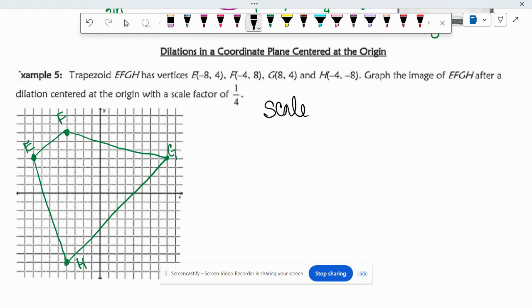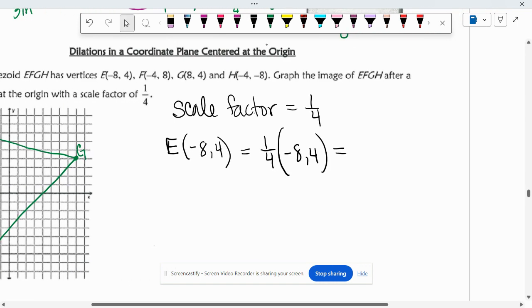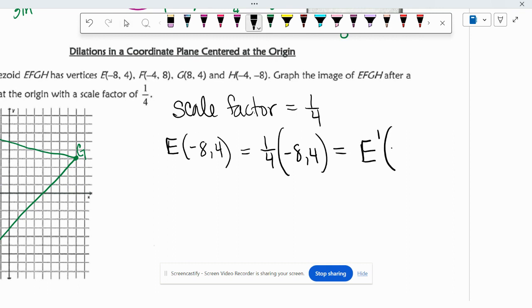So when we talk about scale factor, our scale factor is 1/4. The way that we find the coordinates of the new image is we take each ordered pair and we multiply it by the scale. It's called scalar multiplication. So what is 1/4 of -8? Or -8 divided by 4 is, so the x coordinate of E prime is -2. And comma 1? 1/4 of 4 is 1.